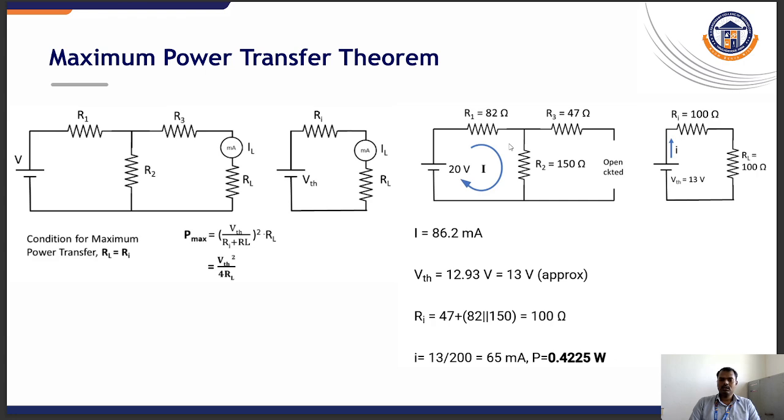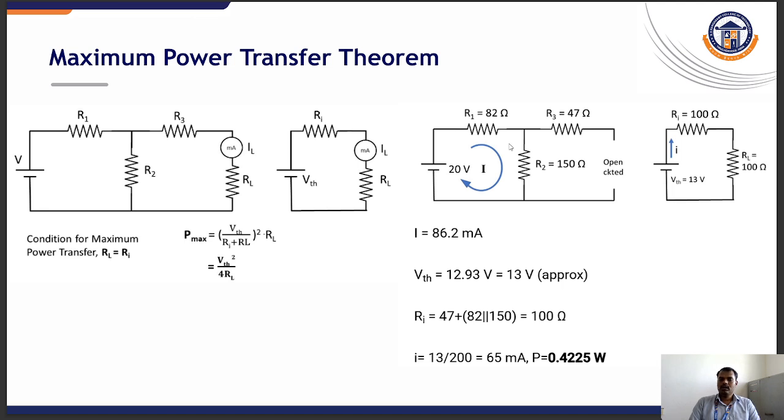Consider a circuit which is given here, a 20 volt source, and then we have three resistors R1, R2, R3 with values of 82 ohm, 150 ohm and 47 ohm, and then we have a load resistor. Here the load resistor is open circuited, and when we find the current flowing through mesh 1, it is about 86.2 milliampere, and then the Thevenin voltage here is 12.93 volt, which is nothing but the voltage across the R2 resistor and R3 resistor.